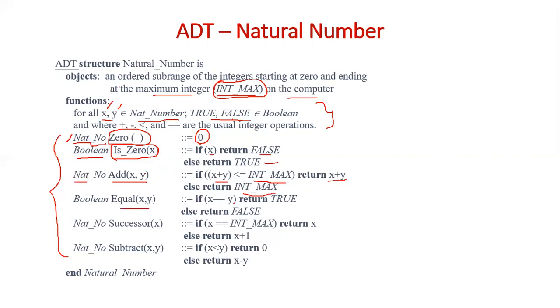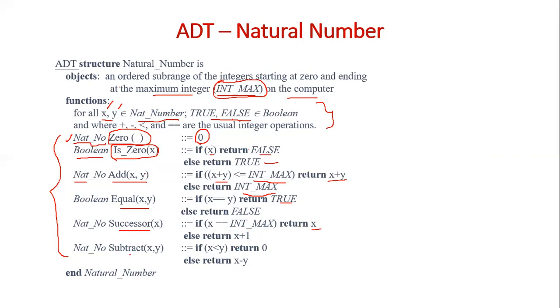Equals x, y checks whether two natural numbers are equal or not. If x is equal to y, it returns true. Otherwise, it returns false. Successor of x will return the natural number which comes after x. Here also it will check if x is equal to int_max, the highest natural number, then it cannot return any successor. In that case, it will just return x. Otherwise, it will return x plus 1.